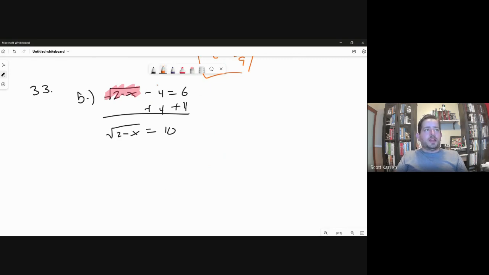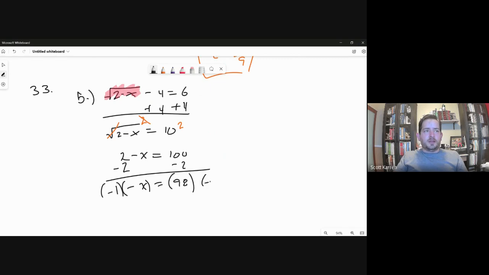And then I'll square both sides, because if I square the left-hand side, that square cancels out the square root, and I just square the right-hand side as well. And so I end up with 2 minus x is equal to 100. And I continue to solve. So minus 2 from both sides leaves me with negative x equals 98. I want this negative out of here, so I'm going to multiply the left-hand side by negative 1, multiply the right-hand side by negative 1, and that gives me x equals negative 98. And I'm done.